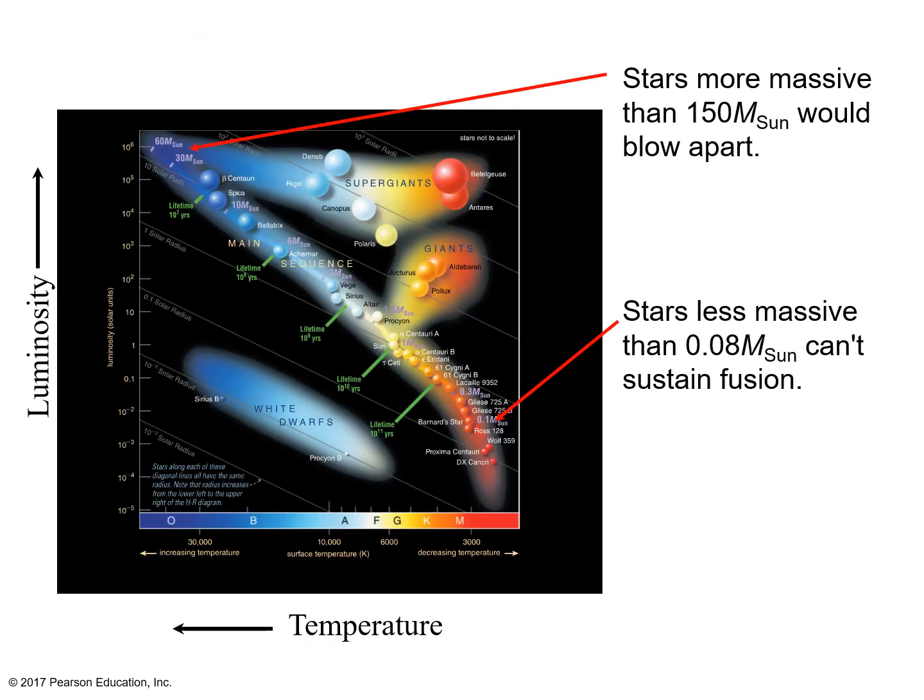This chart shows the maximum and minimum of what stars can be. On the upper end of the main sequence, stars more massive than 150 solar masses would blow apart. Stars less massive than 0.08 solar masses cannot sustain nuclear fusion.